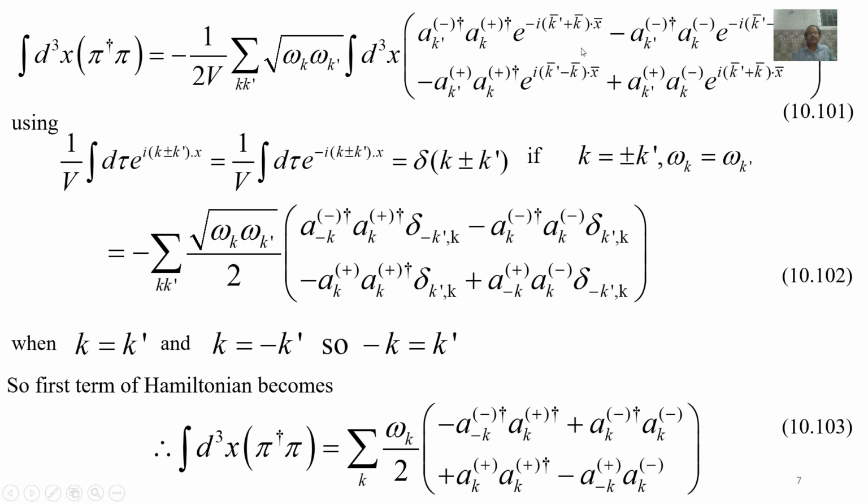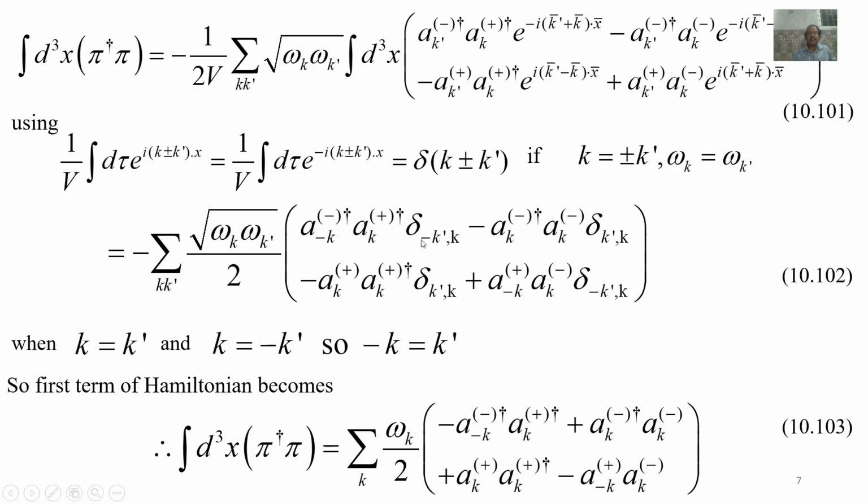And we are going to use the Kronecker delta function here, which says 1 by v volume integral e power i k plus or minus k prime x, which is equal to 1 by v volume integral e power minus i k plus or minus k prime x, which is equal to delta of k plus or minus k prime if k equals plus or minus k prime and omega equals omega k prime. And we are going to simplify equation 10.101 using the delta function exactly like this.